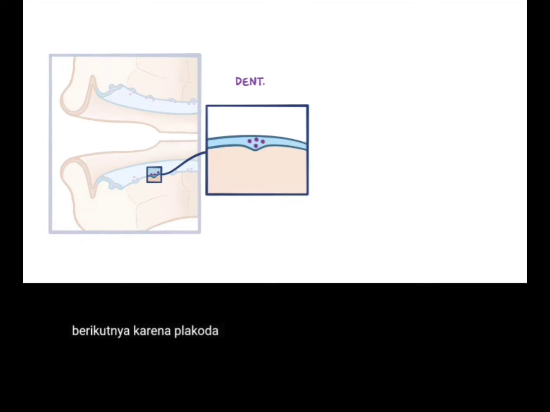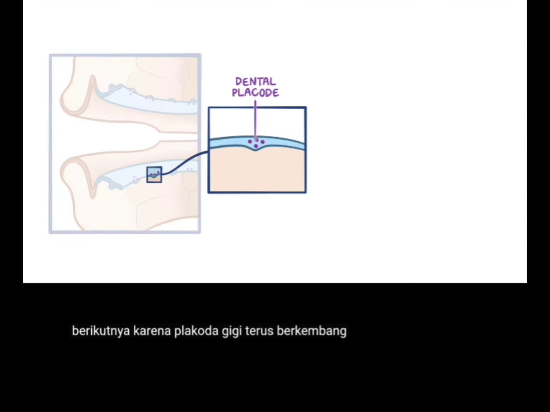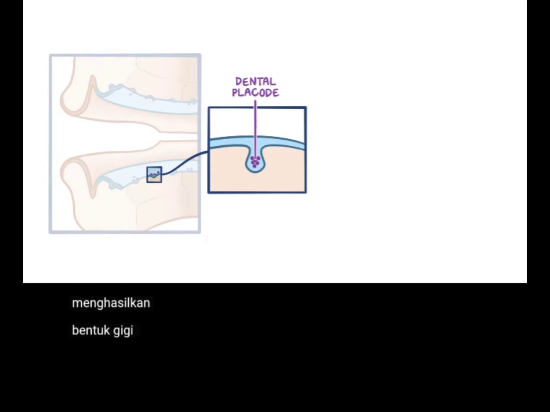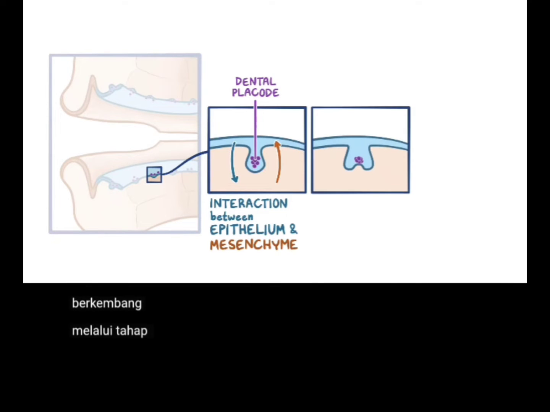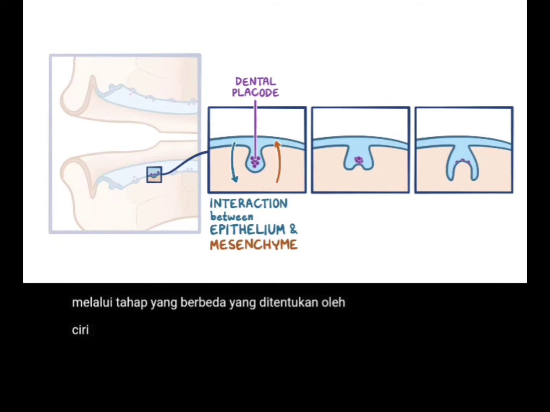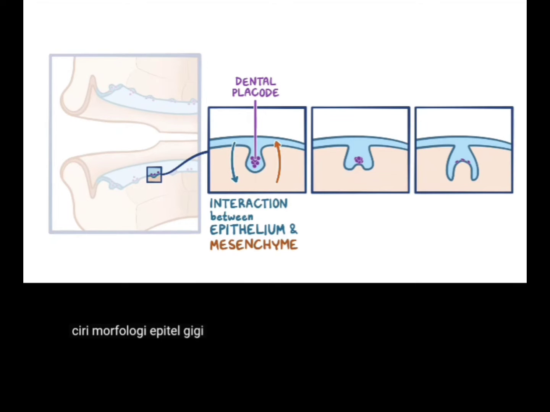Next, as the dental placodes continue to proliferate, the tooth undergoes morphogenesis, which results in different teeth shapes. This is guided by interactions between epithelial and mesenchymal tissues and progresses through distinct stages defined by morphological features of the dental epithelium: the bud, cap, and bell stages.